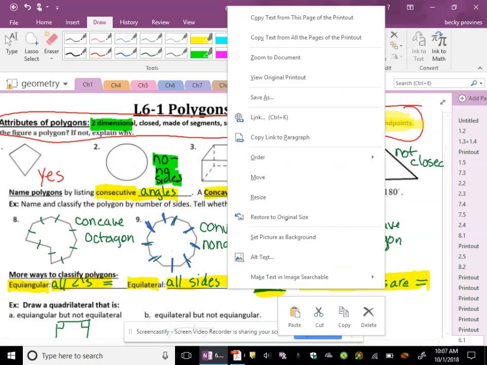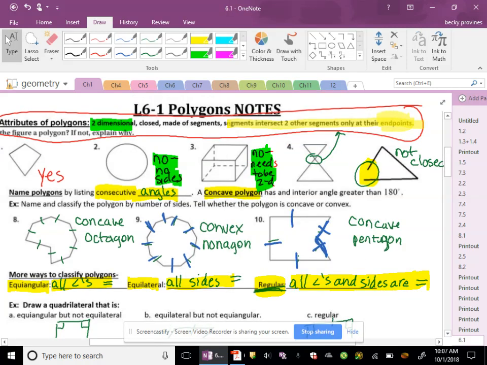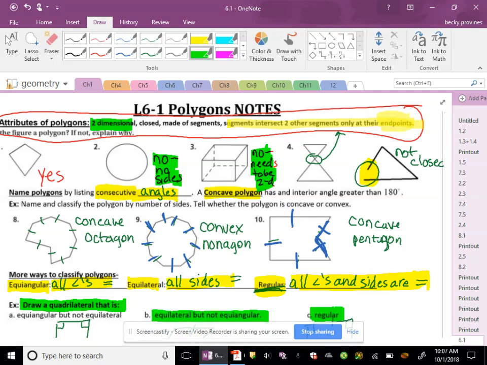Okay, so the next part is, and I'm not scrolling because I don't want you to see the answer. It says draw quadrilaterals, so that's 4-sided shapes that are equiangular, but not equilateral. So they have equal angles, but not equal sides. The next one is equilateral, but not equiangular. So all equal sides, but not equal angles. And the third one, you're going to find and draw a picture that has all equal angles and all equal sides. So pause the video, try it, see how you do.